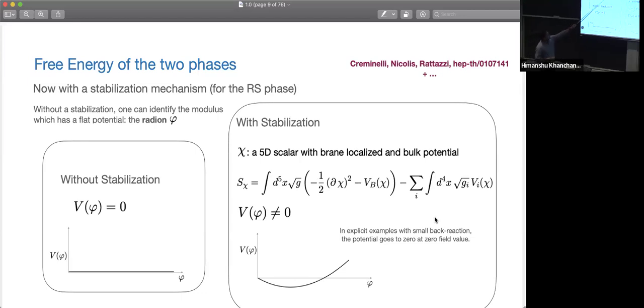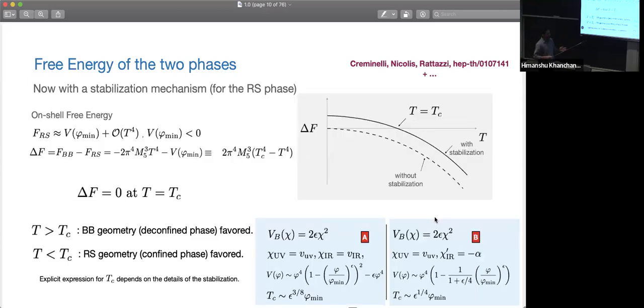So without a stabilization, there is a modulus that you can identify, usually called a radion, denoted by this V5. And so without stabilization, it has a flat potential. With stabilization, which is again some 5D dynamics that you throw in, there is a non-trivial potential.